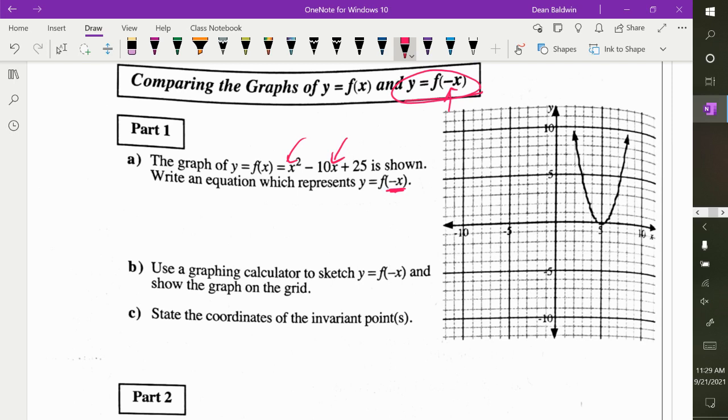Whatever's in brackets goes where in here? I just drew arrows at them. All your x's. So you get f of negative x is going to be (negative x) all squared minus 10 times (negative x) plus 25. What's negative x squared? x squared plus 10x plus 25. Can you factor that?